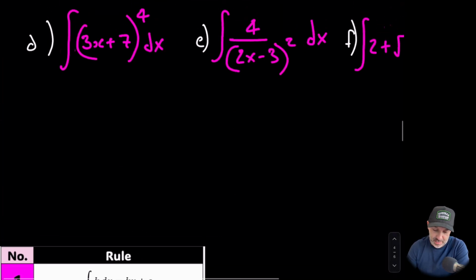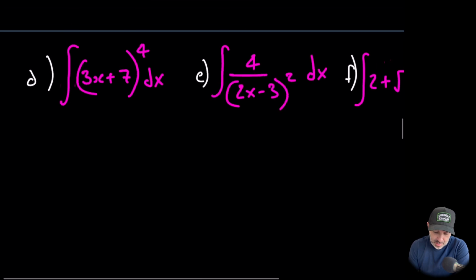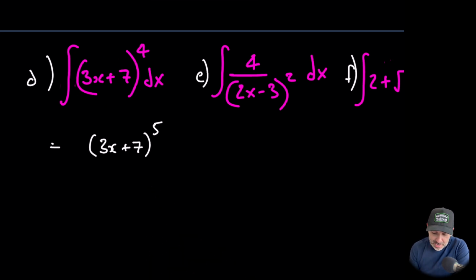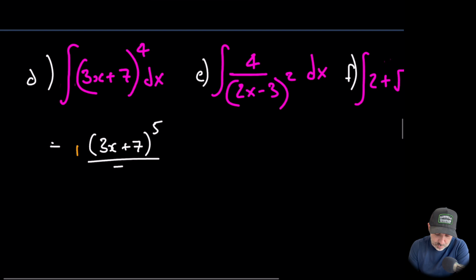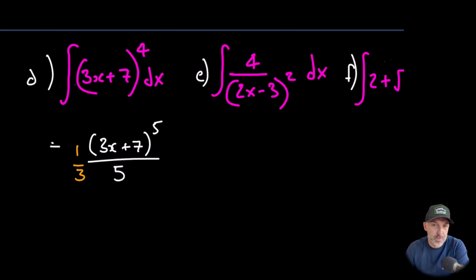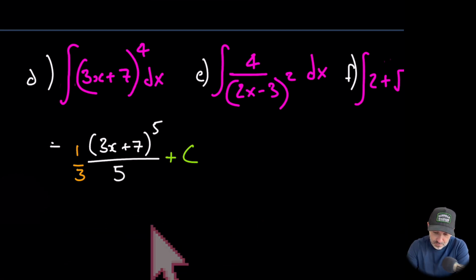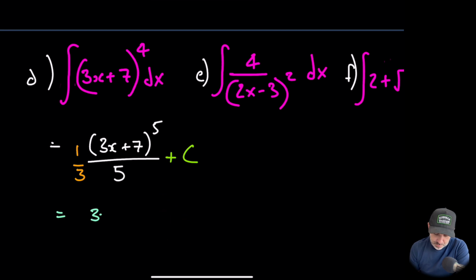Let's go ahead and see that in action up here. We are going to add 1 to the power. First of all, the thing in the parentheses, the brackets here, stays exactly the same. That is also important. We add 1 to the power, divide by the new power, but then divide by the derivative of the bracket. The derivative of the bracket will just be 3, so I like to times that through by 1 over 3. It's really a reverse chain rule problem. Then don't forget your plus c. So your final result here would be 3x plus 7, all raised to the power of 5, over 15 plus c.